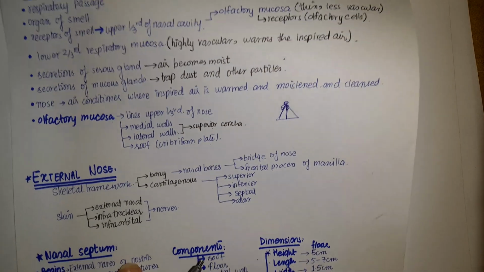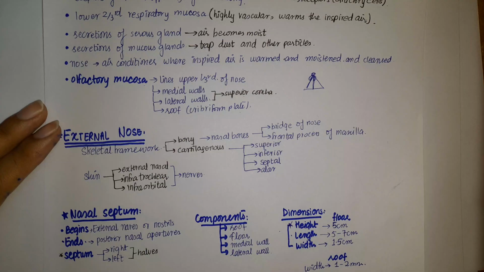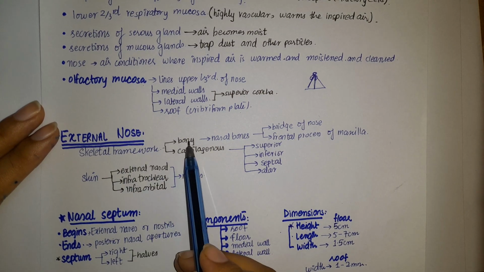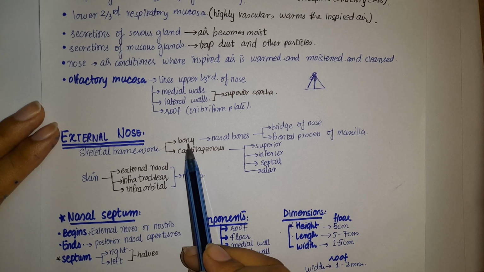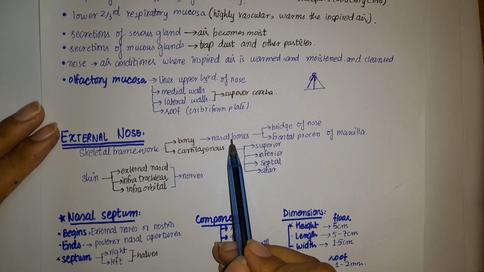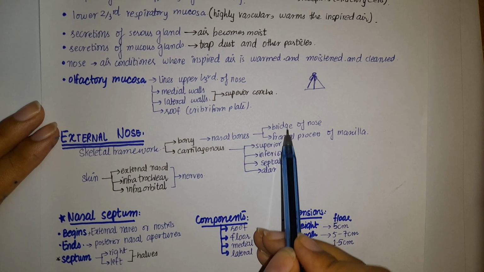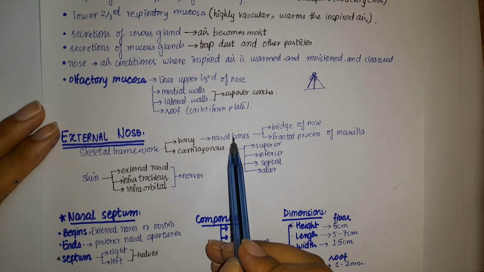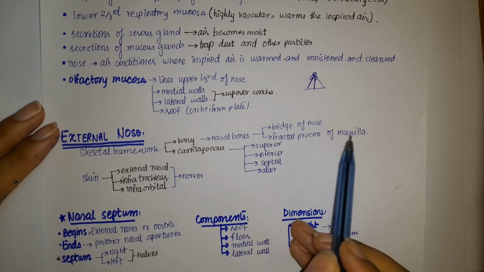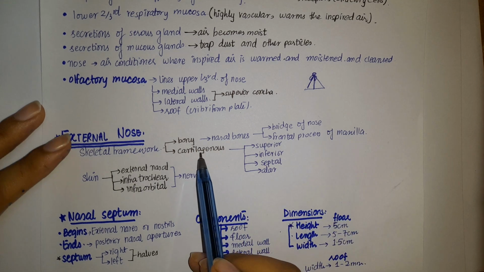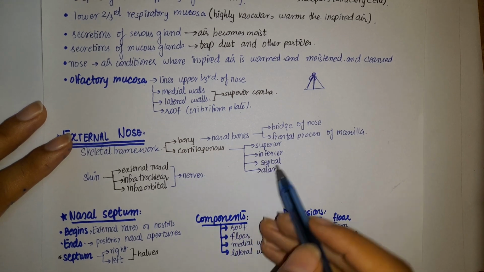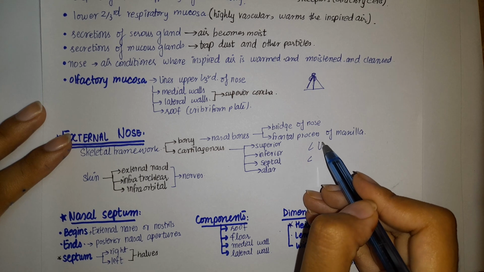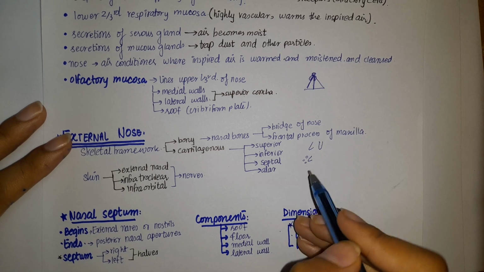Now we will talk about the external nose. So the external nose has a skeletal framework. It is partly bony and partly cartilaginous. The bony portion is formed by nasal bones, which form the bridge of the nose, and also the frontal process of maxilla. Similarly, there is a cartilaginous portion, and you should know there is a superior cartilage, an inferior cartilage, a middle one, the septal cartilage, and there are certain alar cartilages.